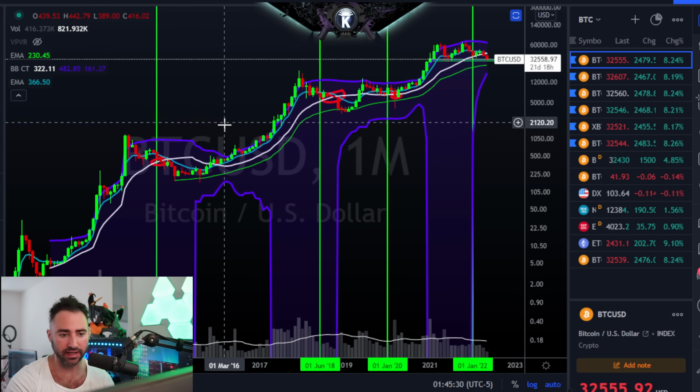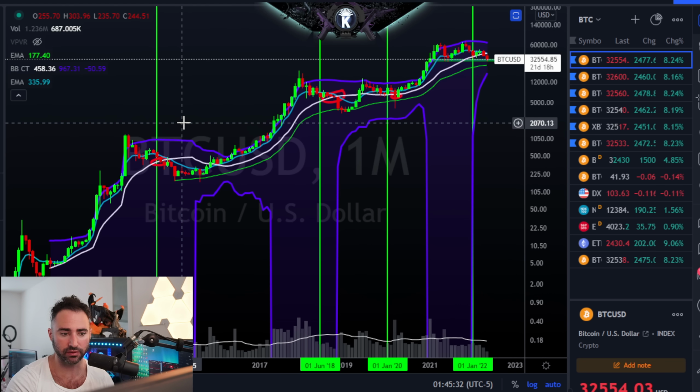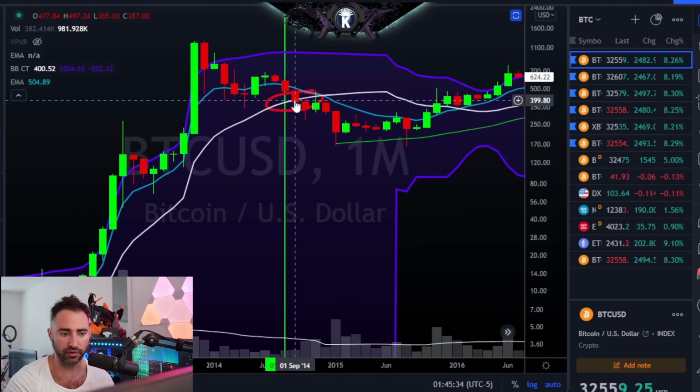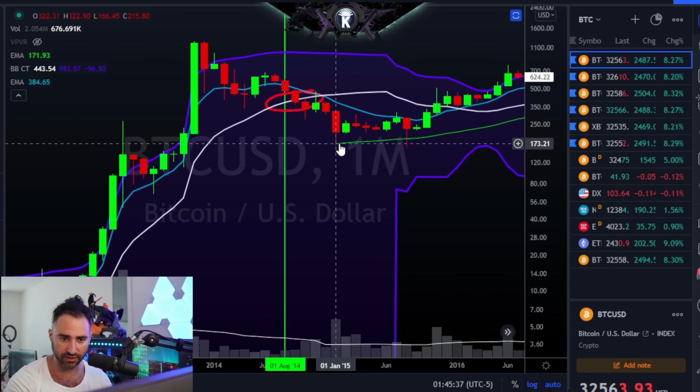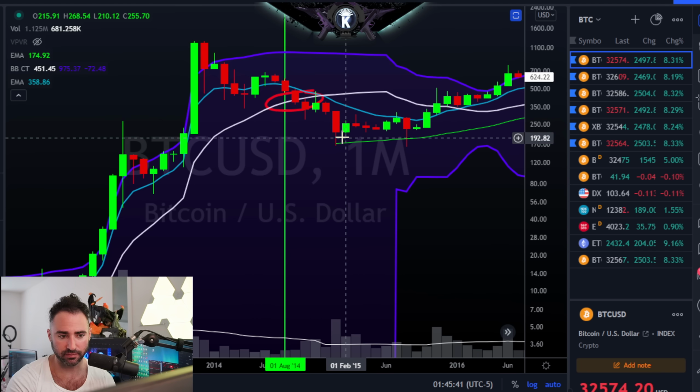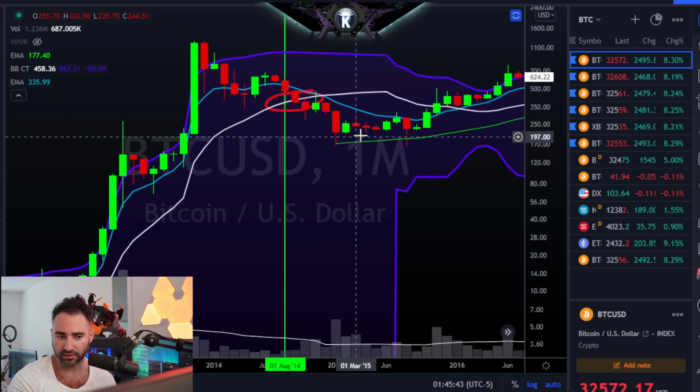And then the final nail in the coffin was the closure on a monthly closing basis below that white 20 simple. That's what really catalyzed the drive down again to that green moving average, which is a 55 exponential. And in this case, boom, about another half year, and then it finds its lows.